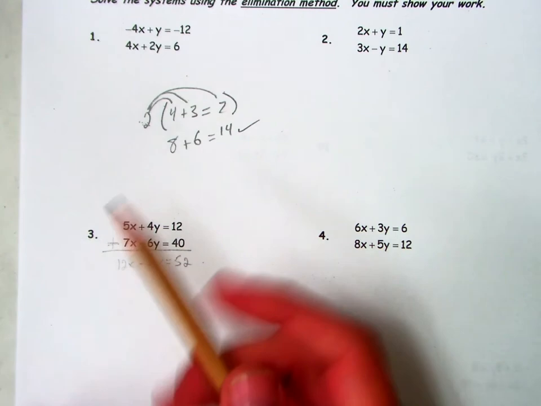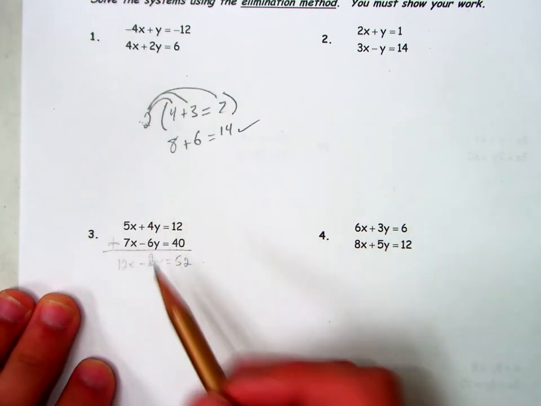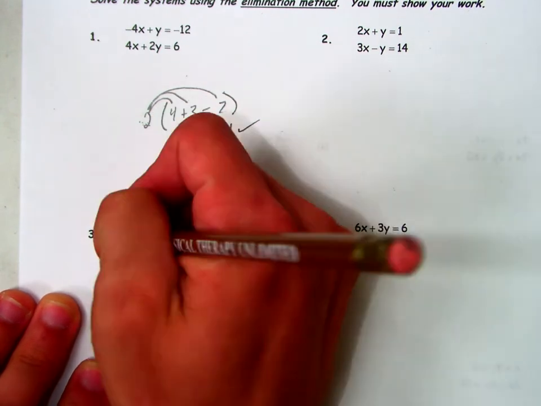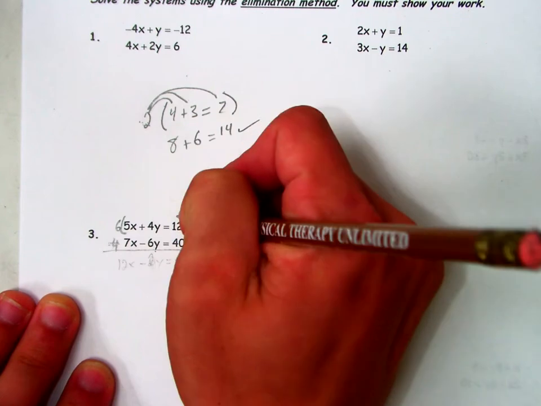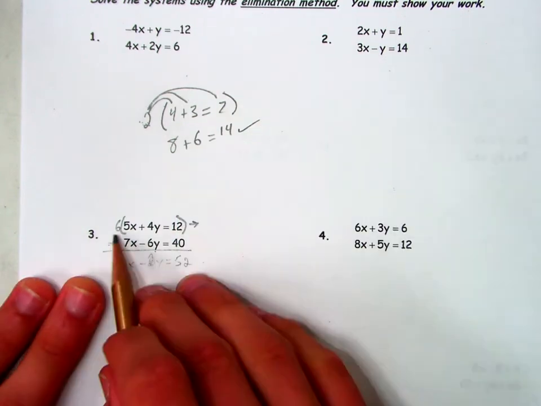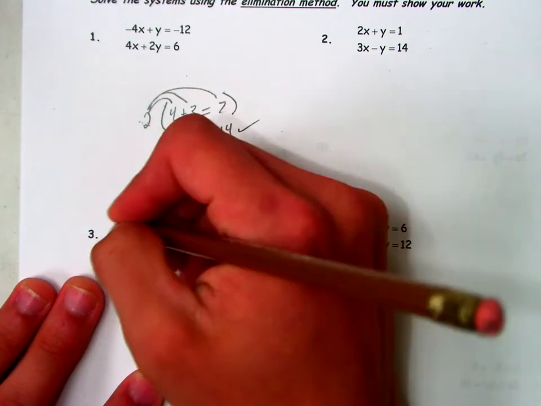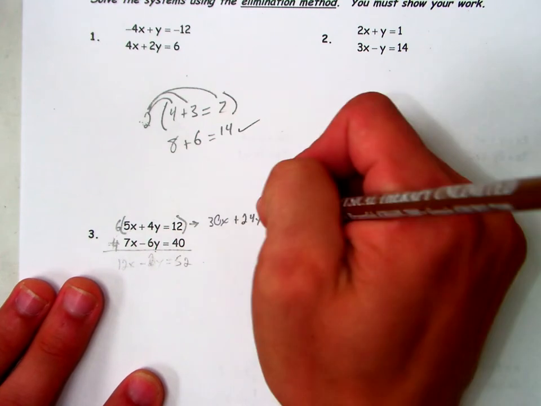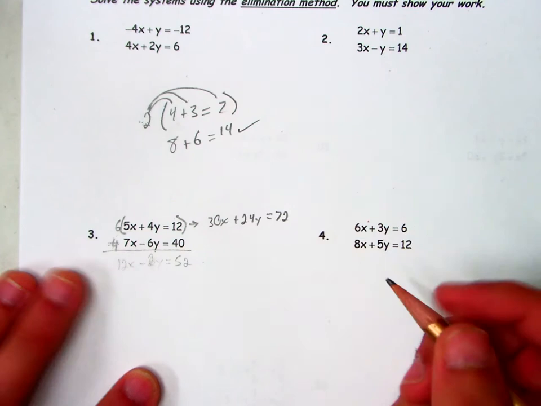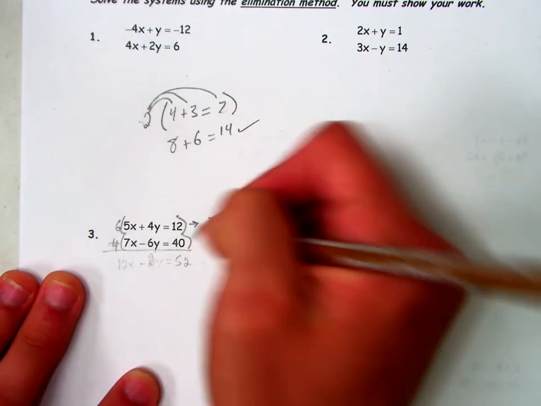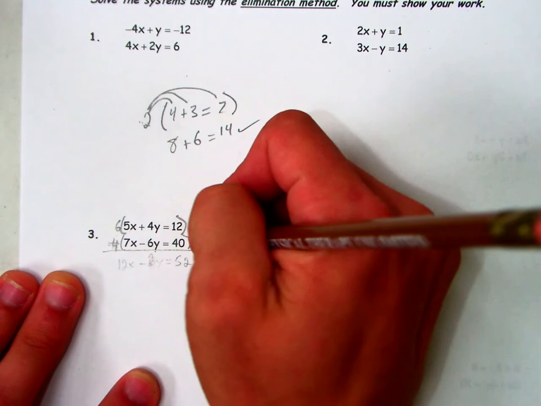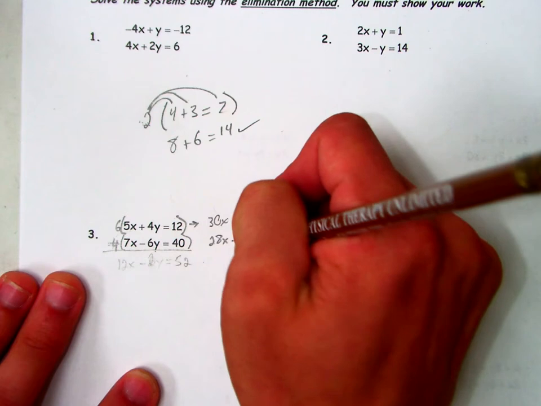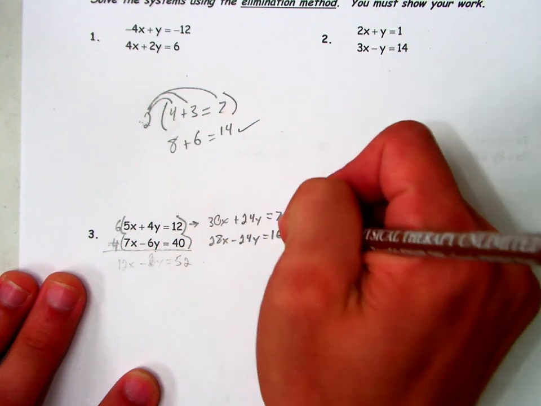So let's go ahead and get rid of the y's. I'm going to multiply the top by 6 and the bottom by 4. Let me write out to the side what it is. 6 times 5x is going to be 30x. 6 times 4y is going to be 24y. 6 times 12 is going to be 72. Then the other equation, if I multiply by 4 on everything, 4 times 7 is 28x. 4 times negative 6 is negative 24y. And 4 times 40 equals 160.